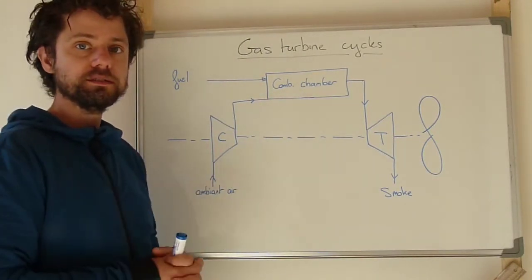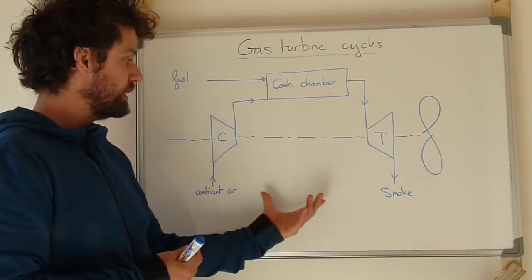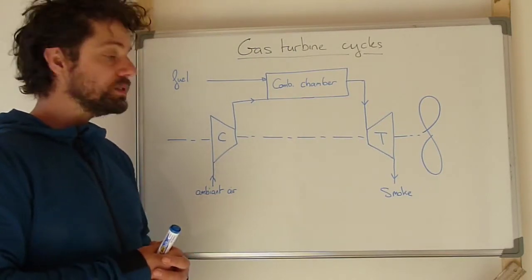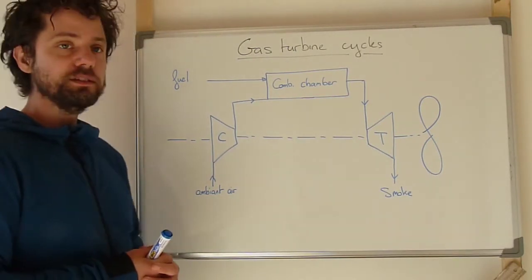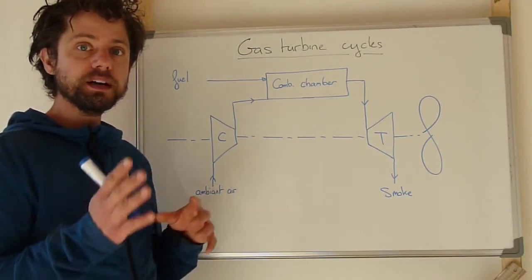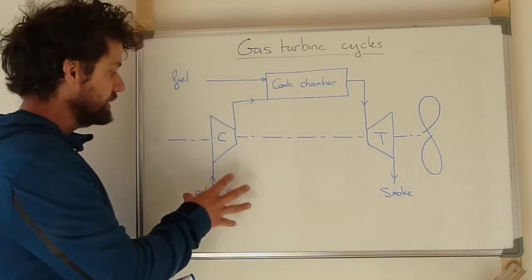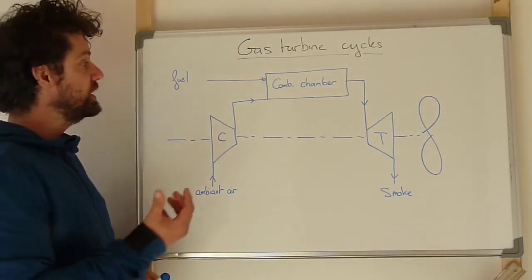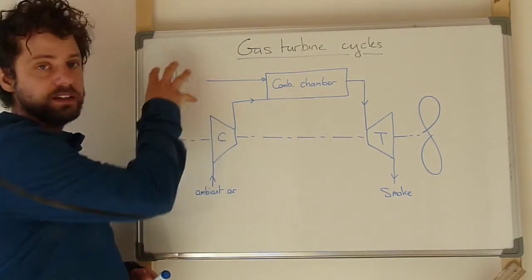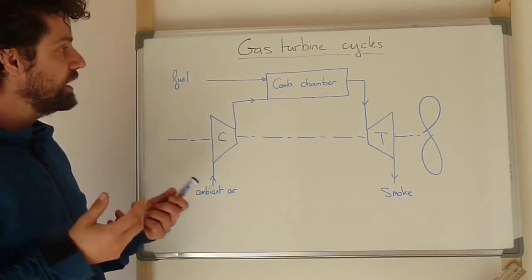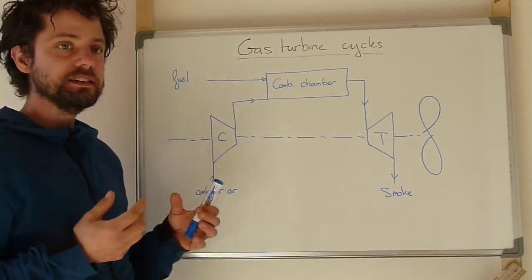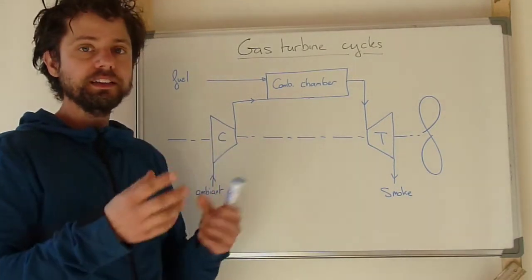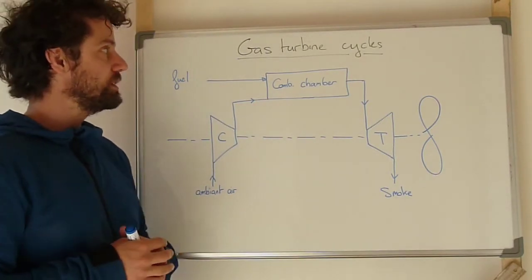We have one less transformation and one less element, but also here we don't need to transport the mass of the fluid, because the ambient air is available anywhere. The only thing we need to transport is the fuel. So we will have a machine that is much lighter than the steam turbine cycle.